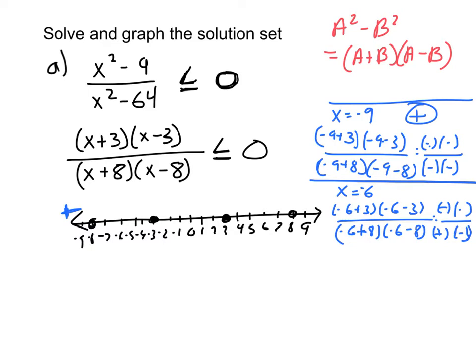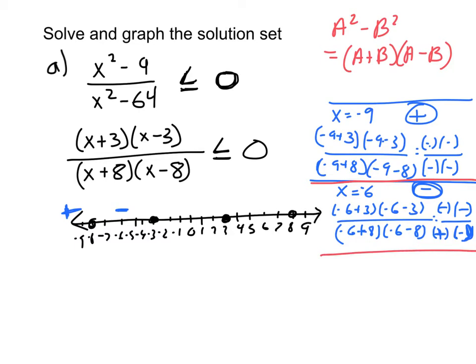Okay, so on the top here, I have negative times negative, which is positive. And then on the bottom, I have negative times positive, which is a negative. So I'll have positive over negative, which is a negative. Okay, so this will be negative between here. Okay.